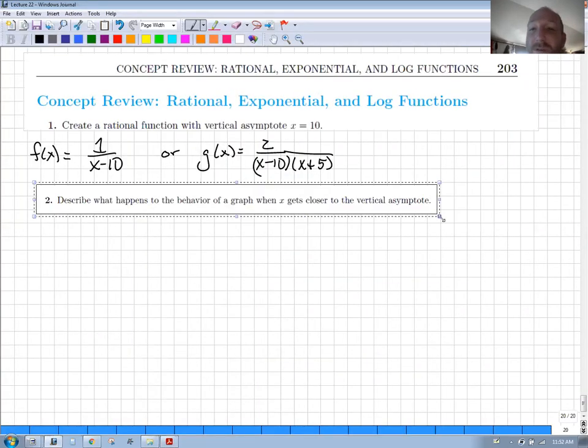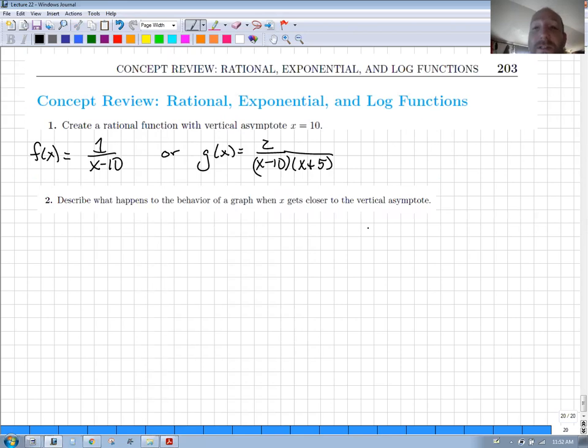What happens to a graph when it gets closer to a vertical asymptote? Let's say we have a vertical asymptote here. This thing could go up or it could go down. It gets closer and closer and closer to the vertical asymptote, but it never touches it.